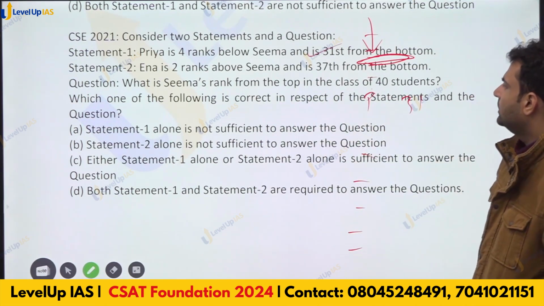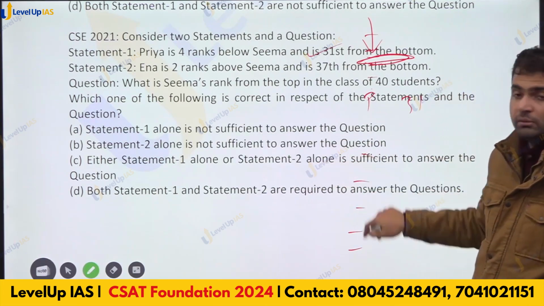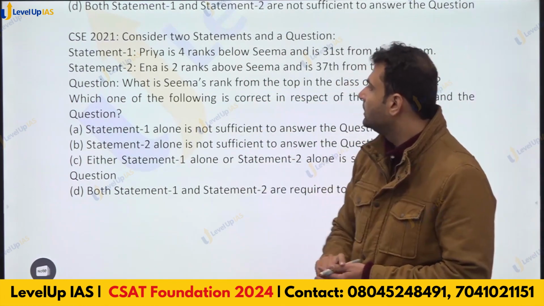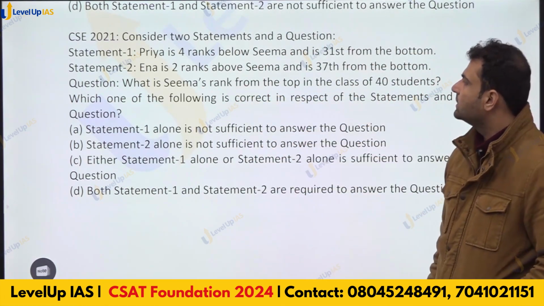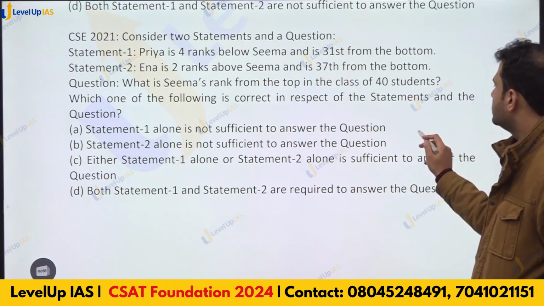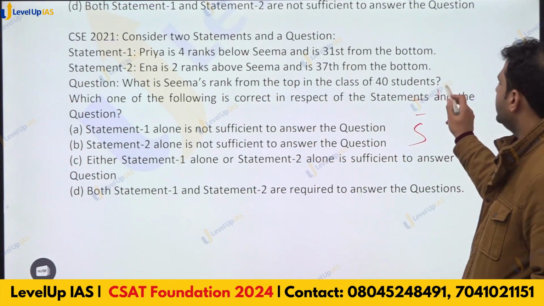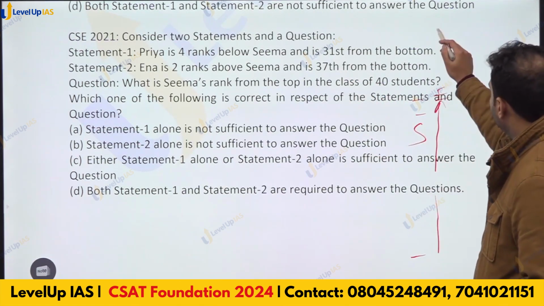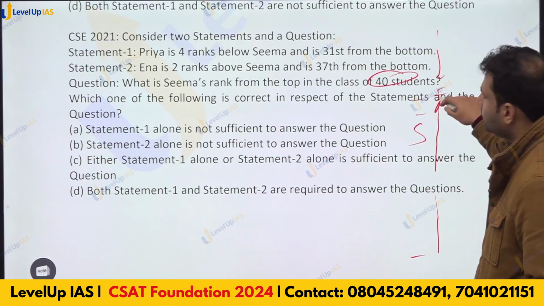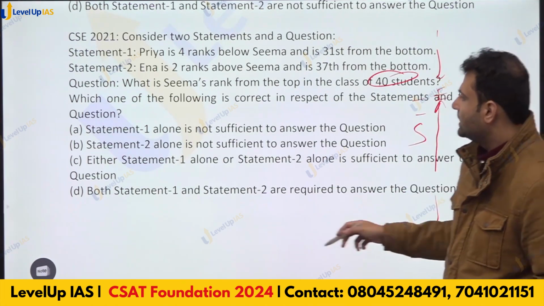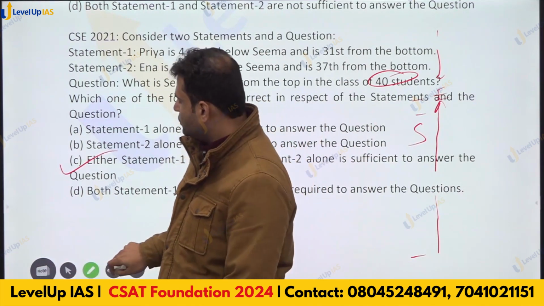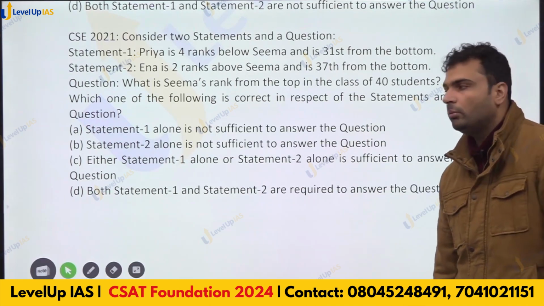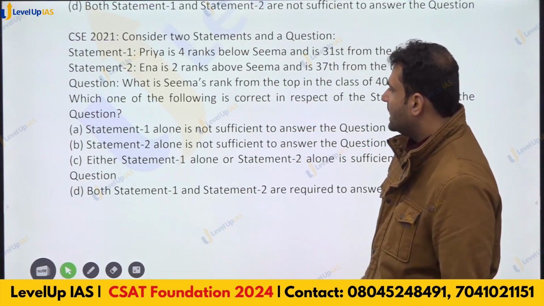You already got the answer, but there is a better option, that either statement 1 or statement 2 alone is sufficient. So we have to see if statement 2 alone gives you the answer. Statement 2 is Ina is 2 ranks above Seema and is 37th from the bottom. So you know Ina's rank from here, and also from the top, because there are 40 students. So you know Seema's rank as well. So the answer here is C, because you know the total number of people in the class. Rank from the bottom will lead you to the rank from the top of other related people as well.